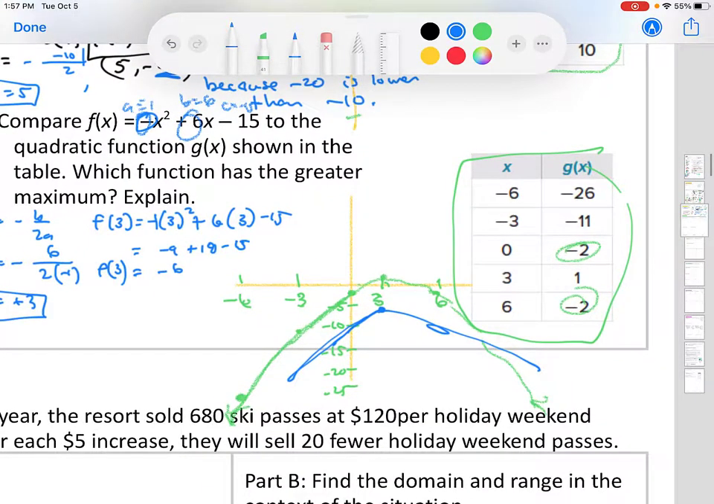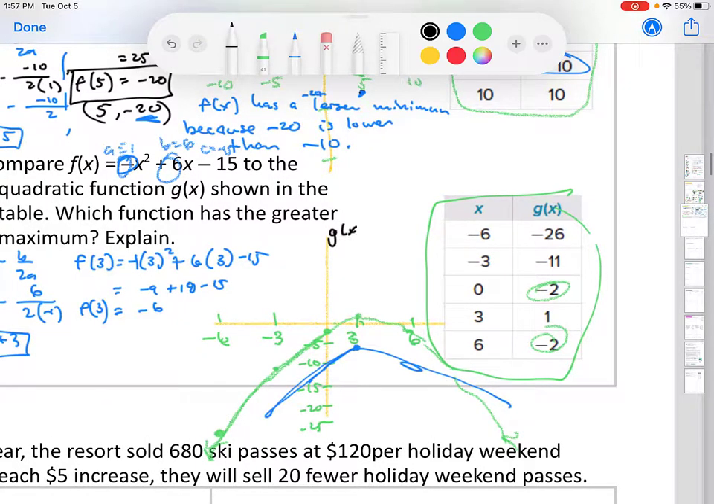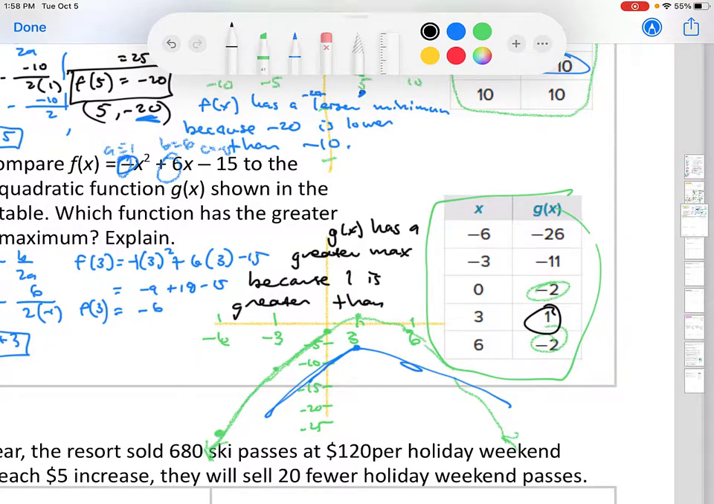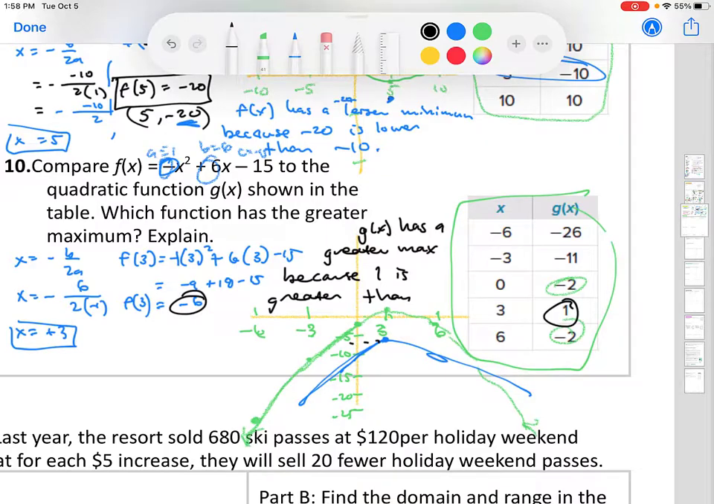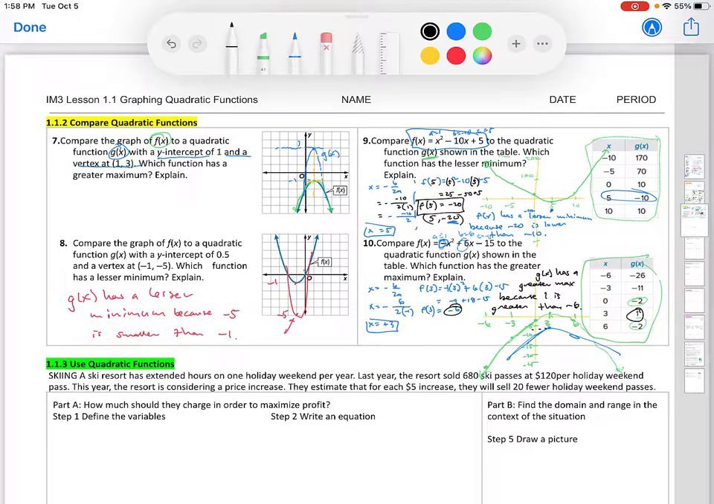So which has a greater maximum? Which one's higher at its peak? Maybe it's a football, so that would be the green one, which is g of x. G of x has a greater max or maximum because 1 is greater than what number? Negative 6. Okay, so that's comparing our two quadratic functions. Let's go on to 1.13.